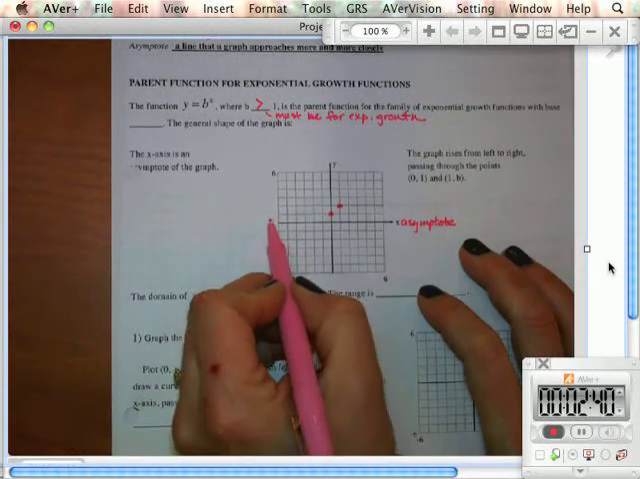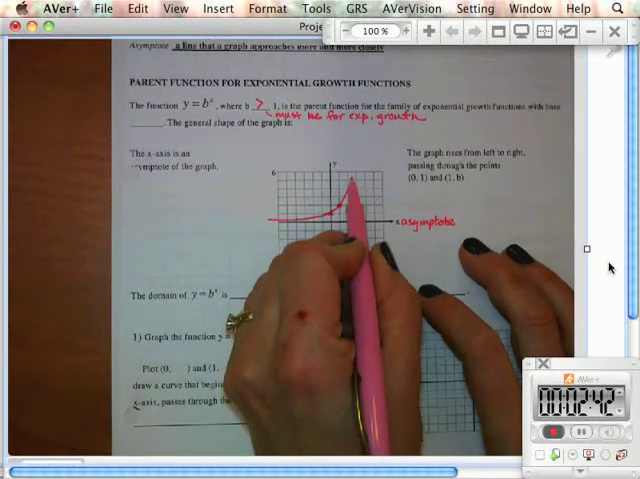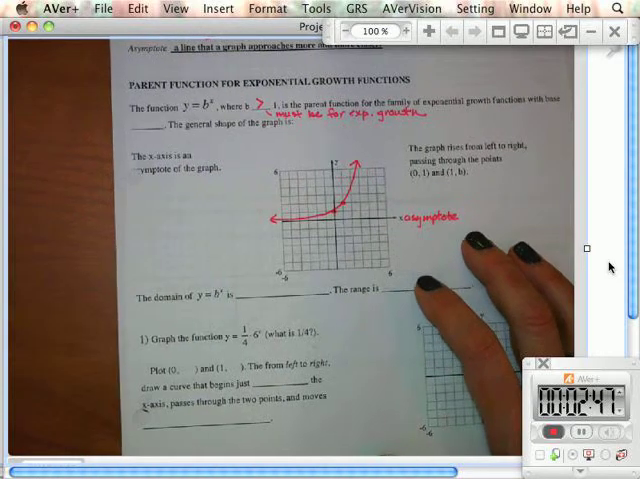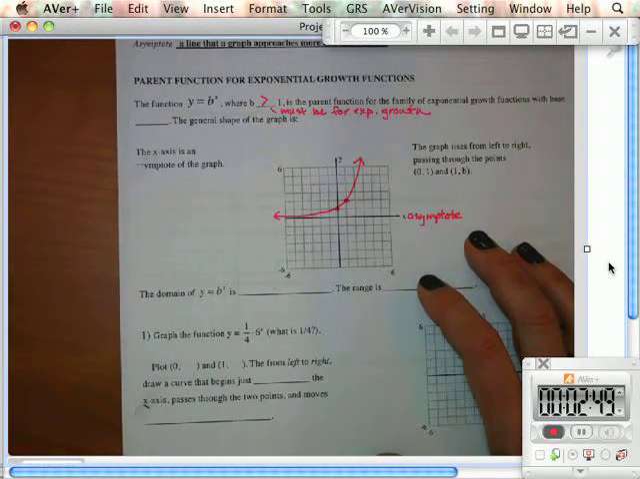This is a general exponential growth function. Never goes below the x-axis. Do not do that in your sketches. Do not do it on your quiz. Do not do it on your test, because if you go below the asymptote or cross it, I will mark it down. Just a little bit picky about that.